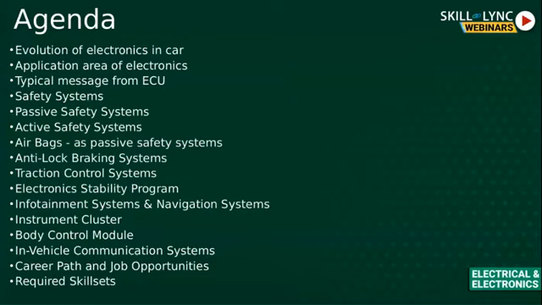One of the important applications of electronics in car is safety systems. The next topic in our webinar will be safety systems. There are two types of safety systems, passive and active. We will see this in detail in the upcoming slides. Under passive safety system, we will check airbags and how it helps in saving life when accidents happen. Under active safety system, we will check anti-lock braking system, traction control system, and electronic stability program. Out of these topics, we will see anti-lock braking system in detail.